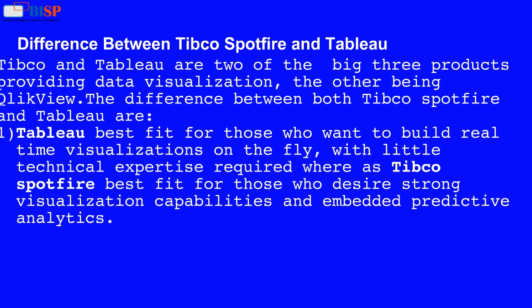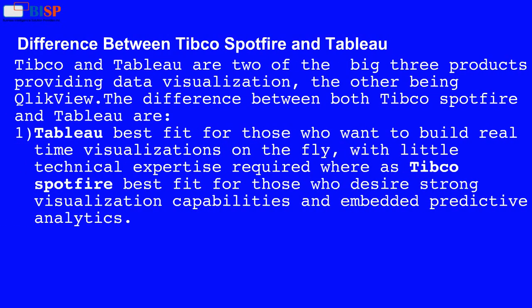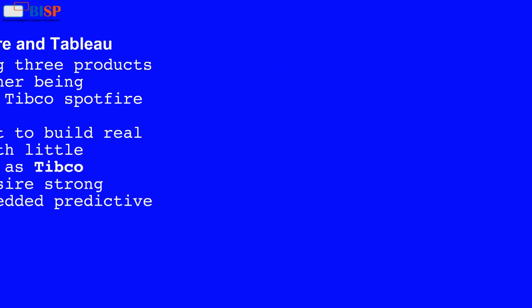Difference between Tibco Spotfire and Tableau. Tibco and Tableau are two of the big three products providing data visualization, the other being QlikView. The differences between Tibco Spotfire and Tableau are: 1. Tableau is the best fit for those who want to build real-time visualizations on the fly, with little technical expertise required. Whereas Tibco Spotfire is the best fit for those who desire strong visualization capabilities and embedded predictive analytics.